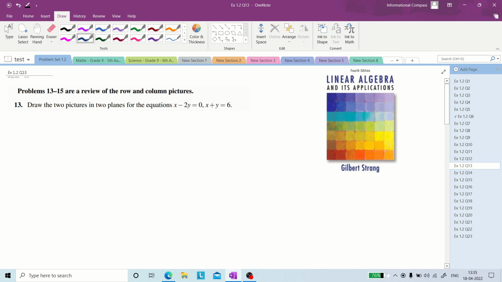So the first question is, draw the two pictures in the two planes for the equations x minus 2y equal to 0 and x plus y equal to 6. Two pictures means the row picture and the column picture. So yes, let's start with this. So this would be our first step.